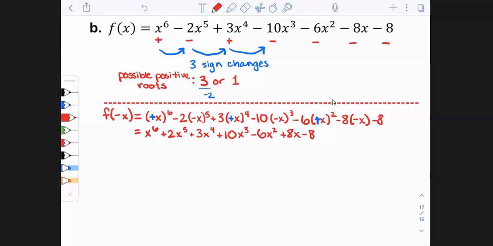So if I'm looking at my signs, x to the 6th is positive, x to the 5th is positive, x to the fourth is positive, x to the third is positive. Negative 6x squared is negative. Let's put negative 6. 8x is positive, and then negative 8 is negative. So the number of changes in sign, there's a change here, there's a change here, and there's a change here. So that's 3 sign changes again.